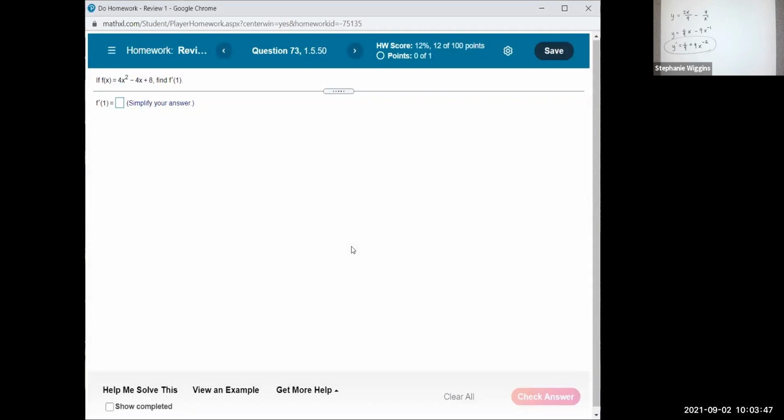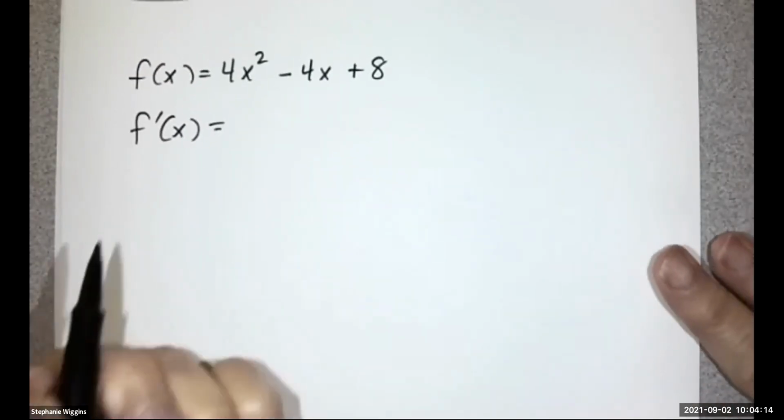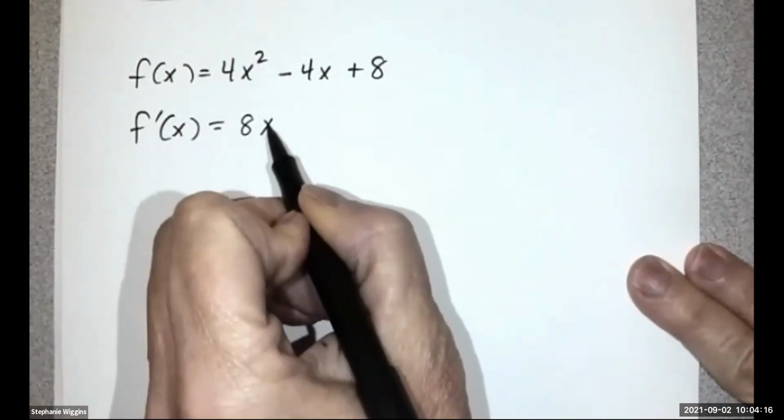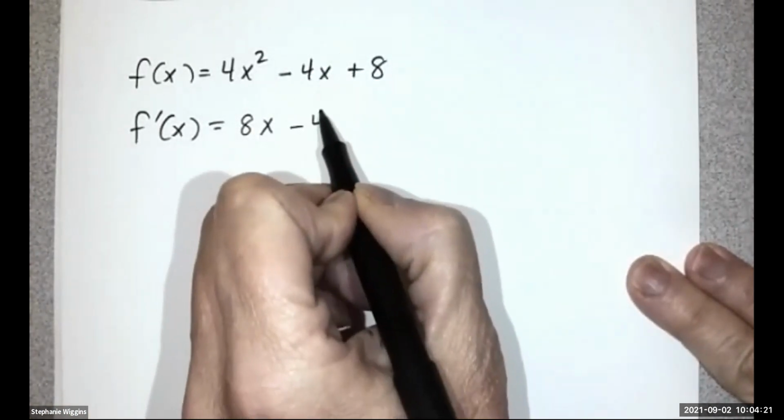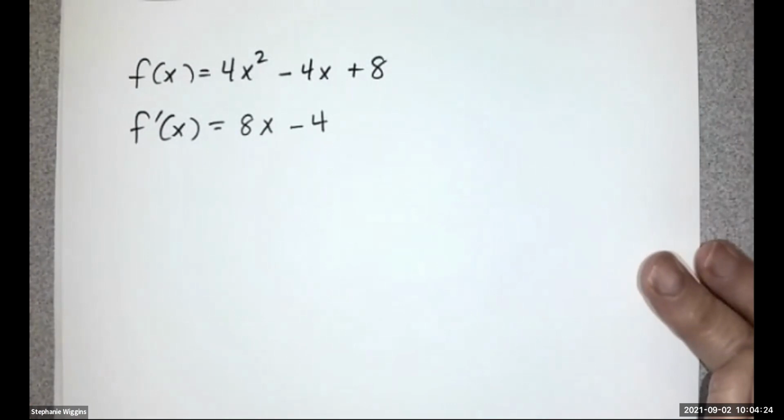When you're evaluating a derivative at a number like 1 here, you just calculate the derivative and then you plug in the 1. That's all you're doing. So here we have f of x is equal to 4x squared minus 4x plus 8. When I calculate the derivative, I'm going to apply the power rule, and I get 2 times 4 is 8. Subtract 1 from 2, that's just 1. This is the linear minus 4, and of course that's a constant, so the derivative is 0.